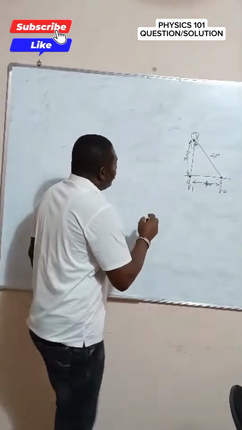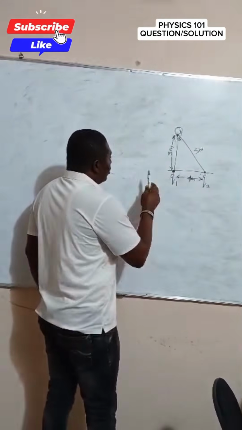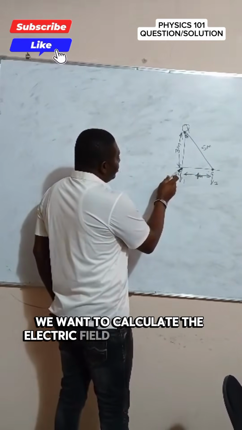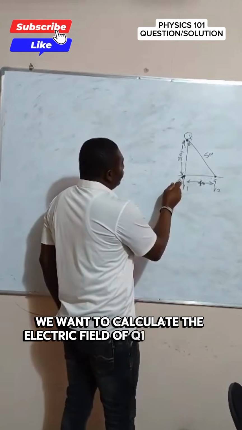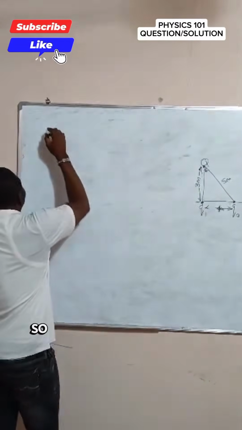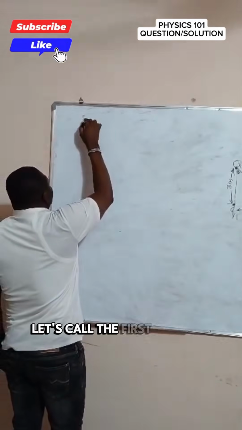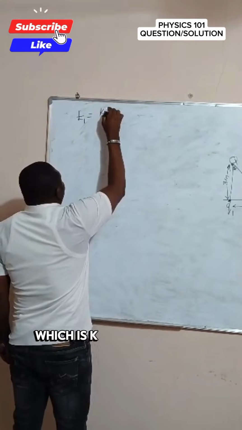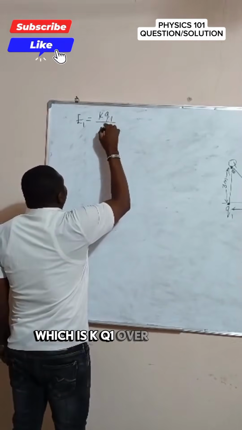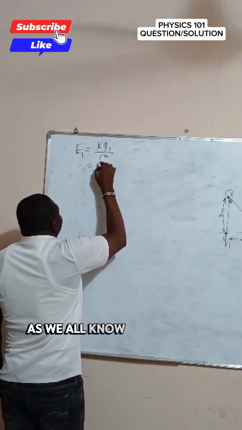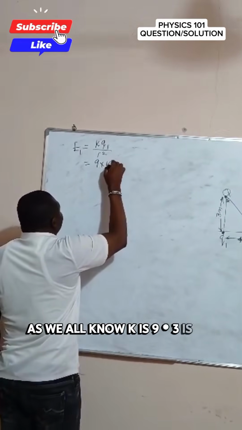Okay, as we continue, we want to calculate the electric field of Q1 at point Q. So let's calculate the first one. Let's call the first electric field E1, which is K Q1 over R square. As we all know, K is 9 times 10 raised to power 9.